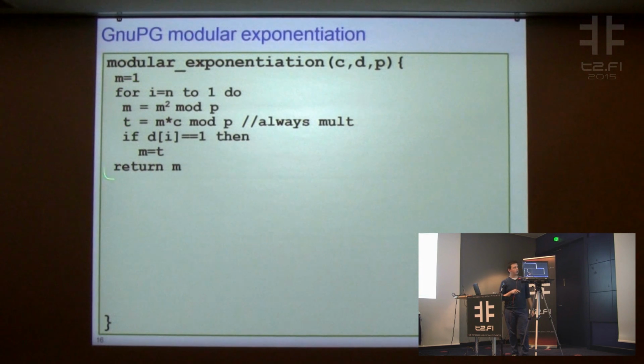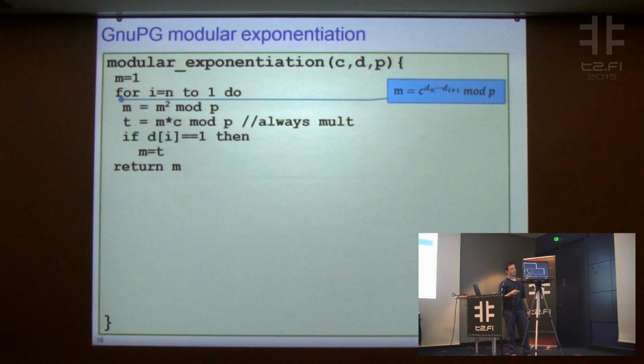GnuPG used to use this algorithm to do modular exponentiation, called square and always multiply. It takes 3 arguments C, D, and P and computes C to the D modulo P. This code consists of 1 main loop, and the main invariant of this loop is that at this point M equals C to the dn through d(i+1) modulo P. I'm going to prove that this invariant is true, and from this we're going to deduce that at the end, after all the iterations of this loop, M equals C to the dn through d1 modulo P, so M equals C to the D modulo P.